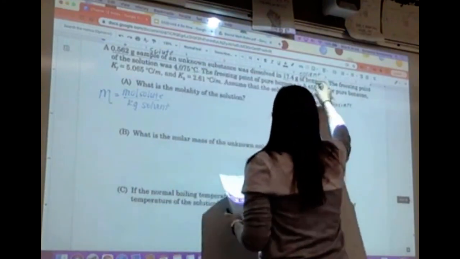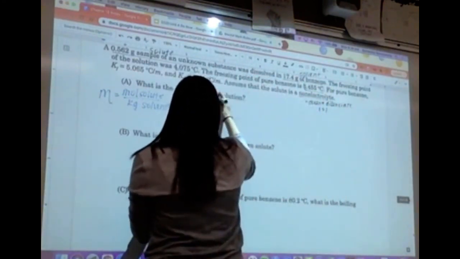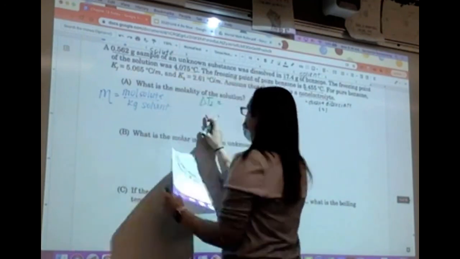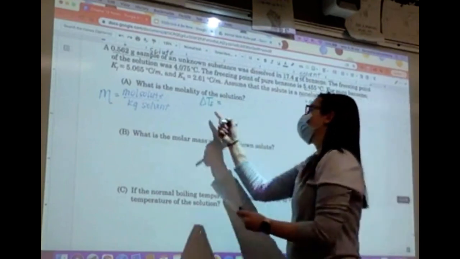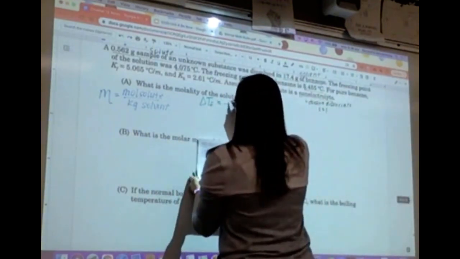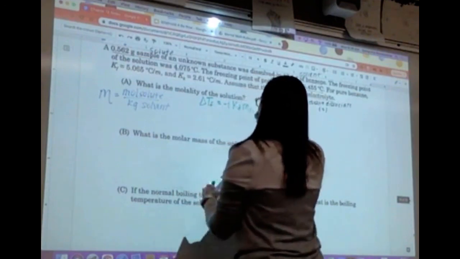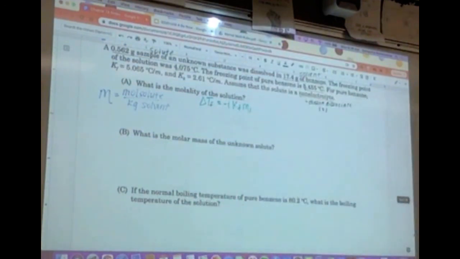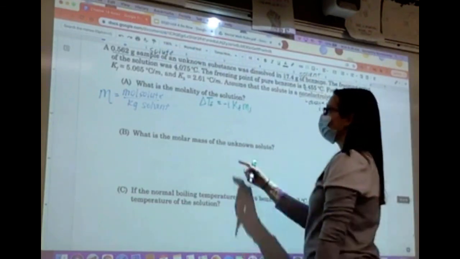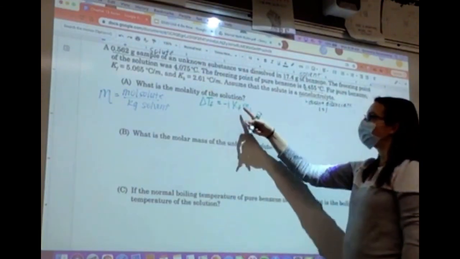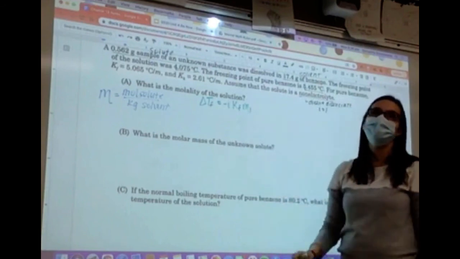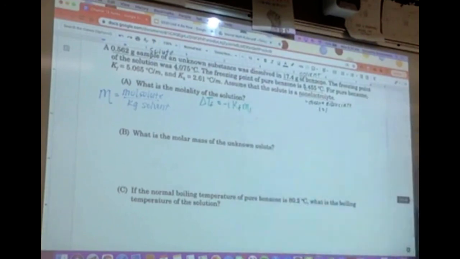If I have the freezing point information, I'm going to use the freezing point formula. So delta Tf, that's the change in freezing point. Delta is change. So the change in freezing point is negative i times Kf times m. It's negative because freezing point goes down. i is the van 't Hoff factor, K is a constant, m is molality. So now I can actually calculate molality based on freezing point.